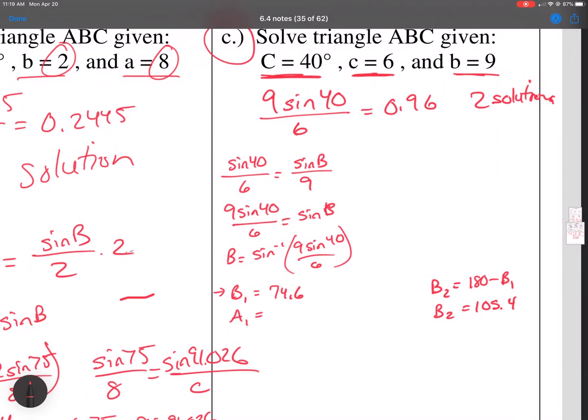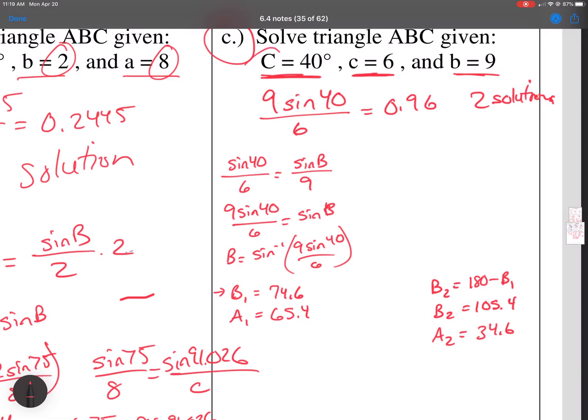So now I'm going to find A1, capital A1. So I'm going to take 74.6, which is B1, plus 40, subtract that from 180, and I get 65.4. Now I'm going to find A2. A2 is going to be 105.4 plus 40, subtract that from 180, and that gives me 34.6.